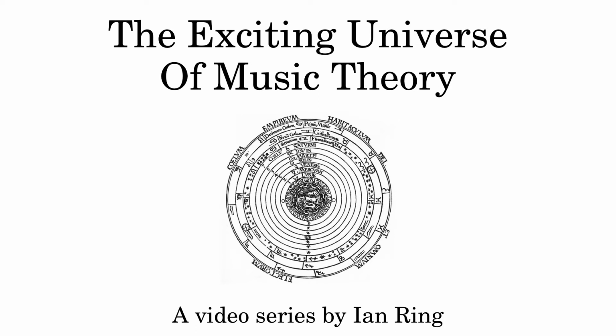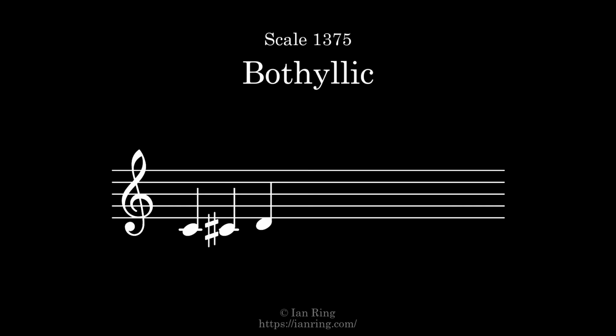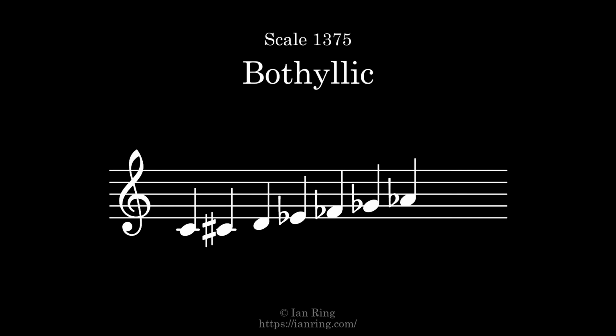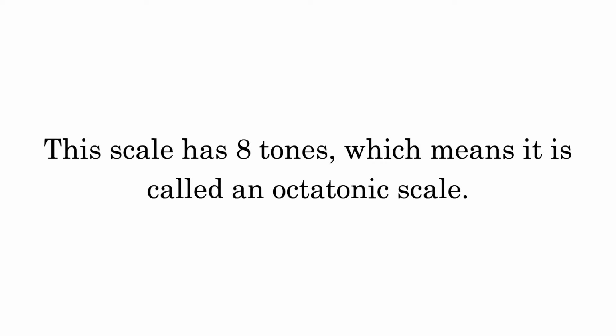Then let's begin. Today we will talk about scale 1375, Bothyllic, which sounds like this. This scale has 8 tones, which means it is called an octatonic scale.